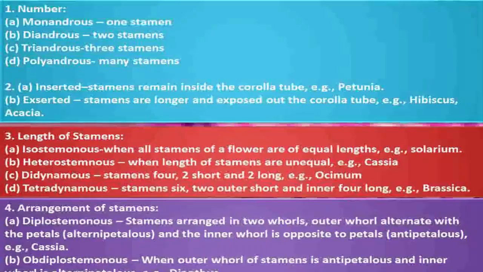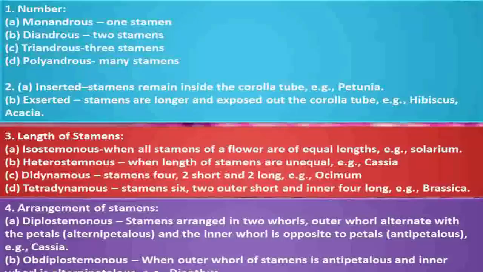Now come to the number. If stamen is 1 in number, then that is known as monoandrous, and if it is 2 in number, then that is known as diandrous. If it is 3 in number, then triandrous. Mono, di and tri, rest is androus part. So this way you can memorize the thing. 3 in number, triandrous, and many stamens, then that is known as polyandrous.